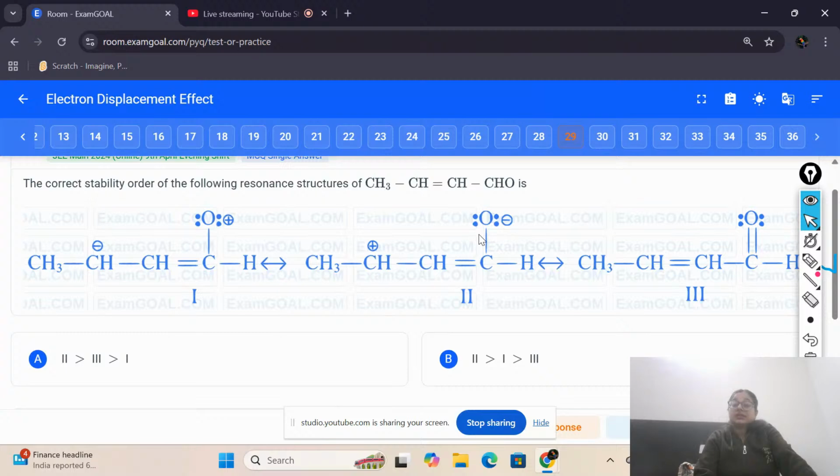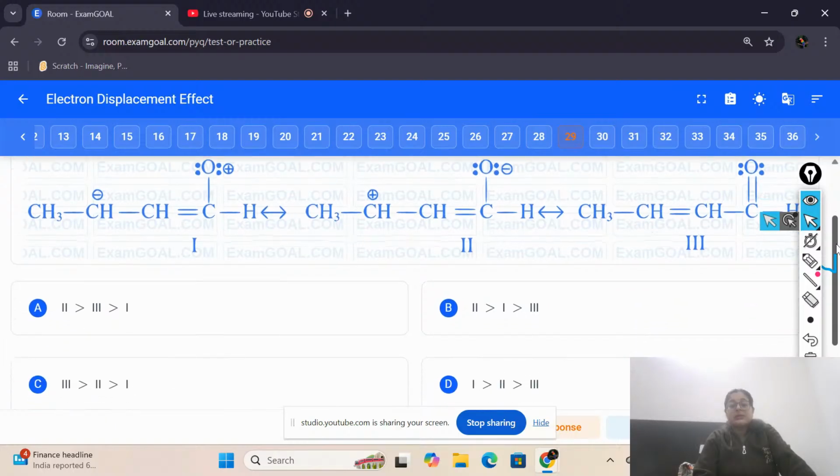In one structure, oxygen is getting negative charge and carbon is getting positive charge. In the other, oxygen is getting positive and carbon is getting negative charge. So the first option is least stable because oxygen itself is carrying the positive charge. So third, second, and first will be the priority order.